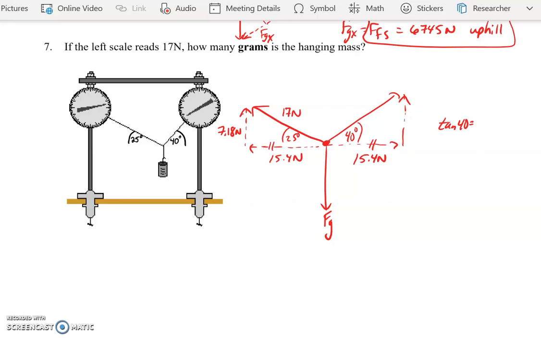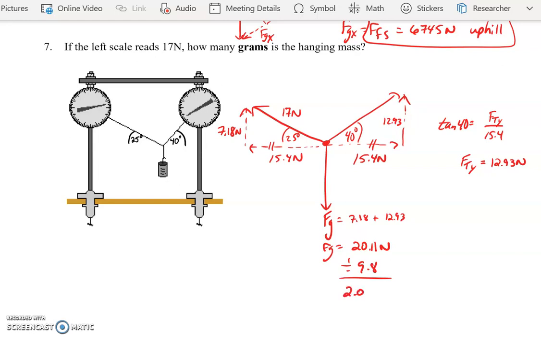That would be FTY over 15.4. So solve for FTY and you get 12.93. So for FG, we can just add our 7.18 plus the 12.93, and we get a force of gravity of 20.11 newtons. Divide that by 9.8 to get the mass, and you'd get 2.05 kilograms. And there are 1,000 grams per kilogram, so that's 2,050 grams.